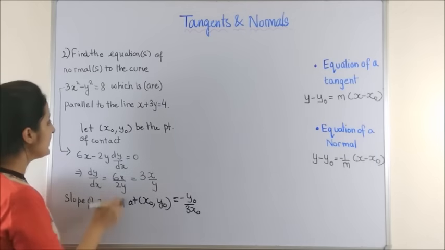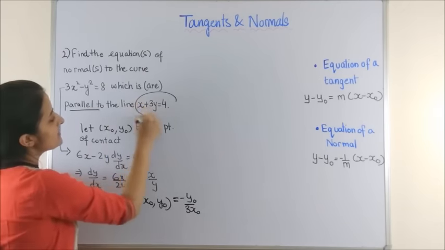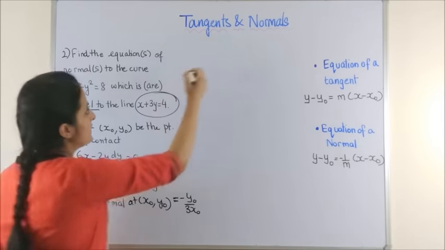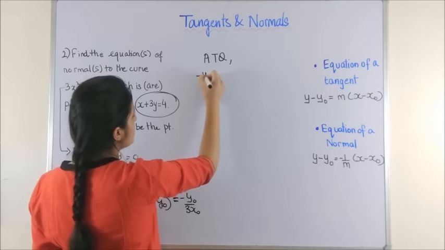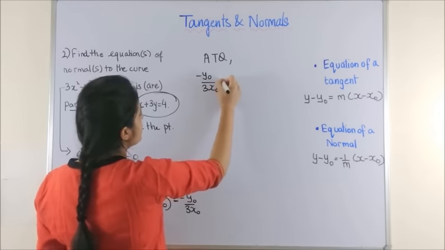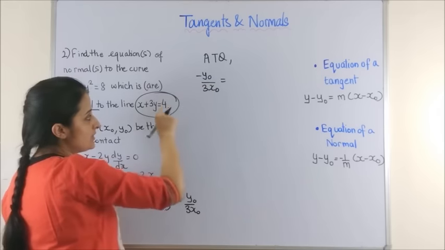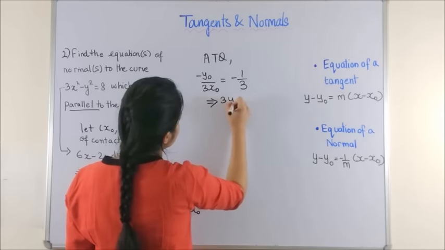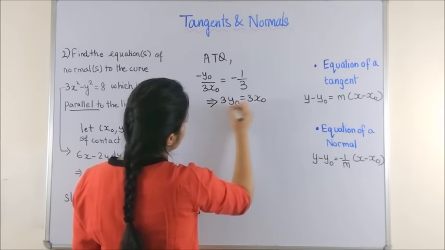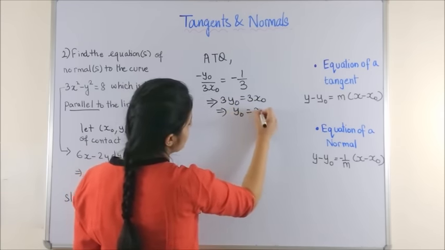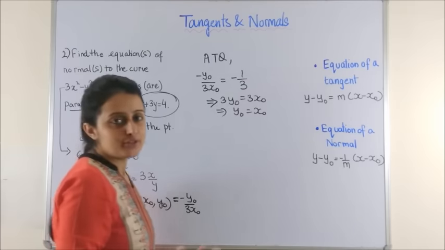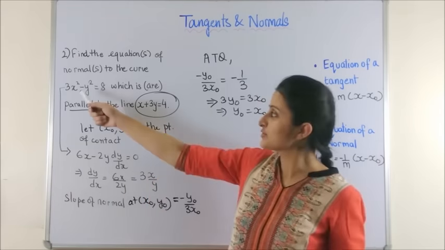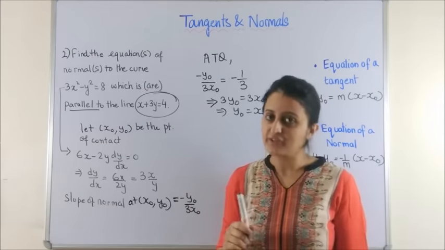Now it's further given that it is parallel to this line. As you can see, the slope of this line will be minus 1 by 3. So according to the question, we get minus y naught upon 3x naught should be equal to slope of this equation, which is minus 1 by 3. On solving, we get 3y naught equal to 3x naught, or in short, y naught is equal to x naught. Once again, in order to find your x naught, y naught, we would use that this point of contact will also satisfy the equation of the given curve.